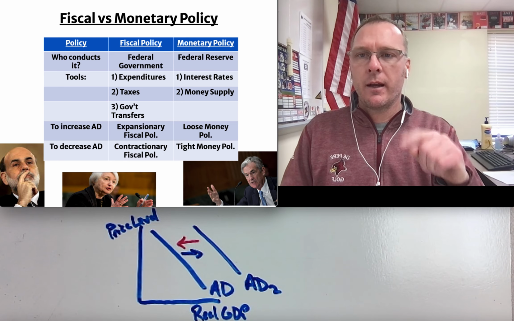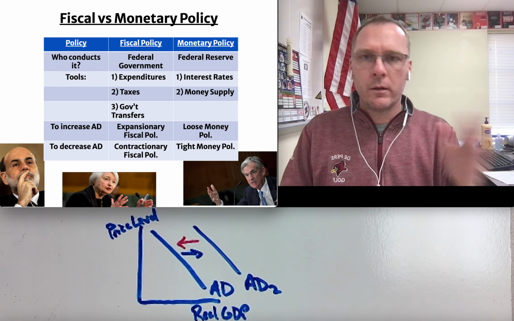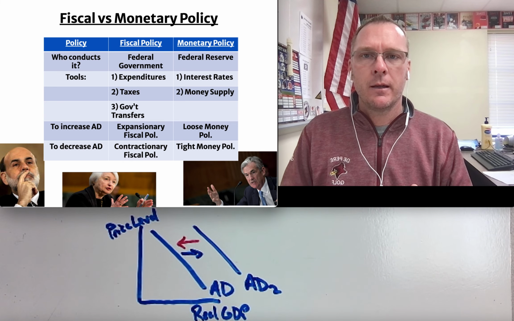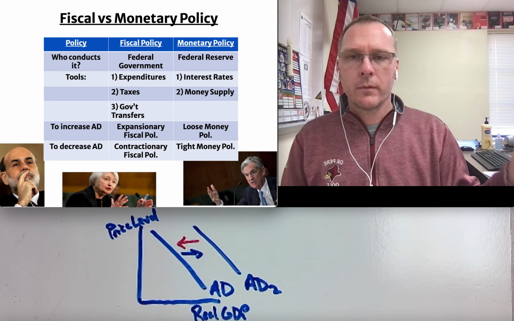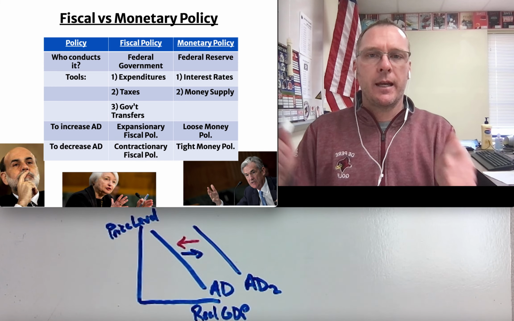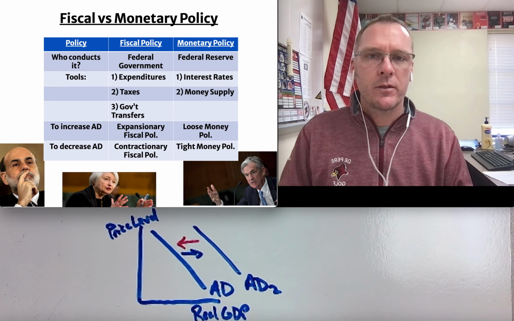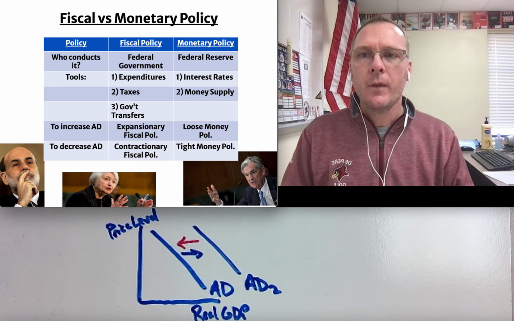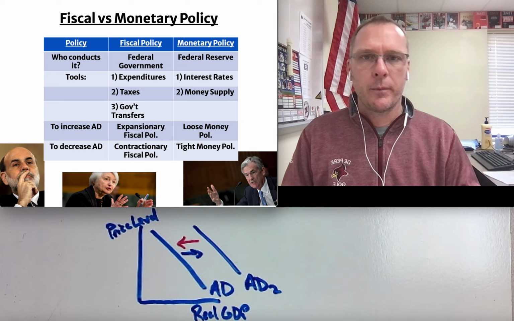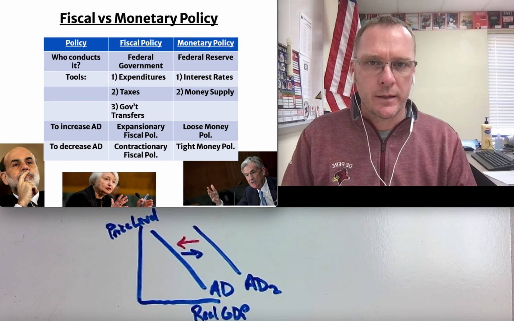But as you look at it, what are the tools? Well, the federal government through fiscal policy can tax and spend, or again, government transfers, right? Basically taking money from one and putting it someplace else through something like Social Security, for example. The Federal Reserve, what do they do? They can manipulate interest rates. They can manipulate the money supply.